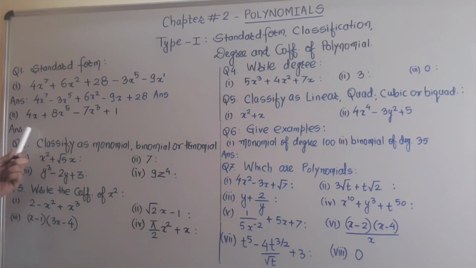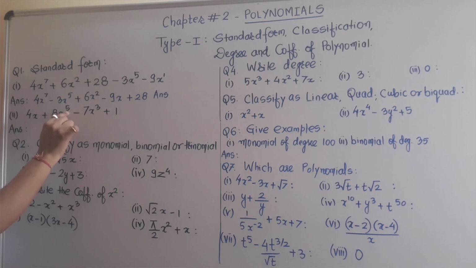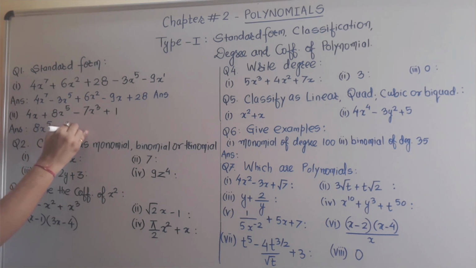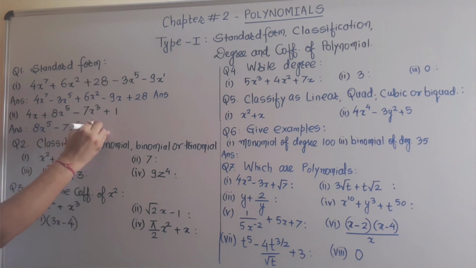Now similarly, look at the second part. In the second part, which is the highest power term? That is 8 into x to the power 5. Remember, you have to look at the power of the variable. Here the variable's power is 5, which is highest among all the terms. So I will write down first 8x to the power 5. Then what is coming? Minus 7x cube and then plus 4x plus 1. This will be the answer of the second part.